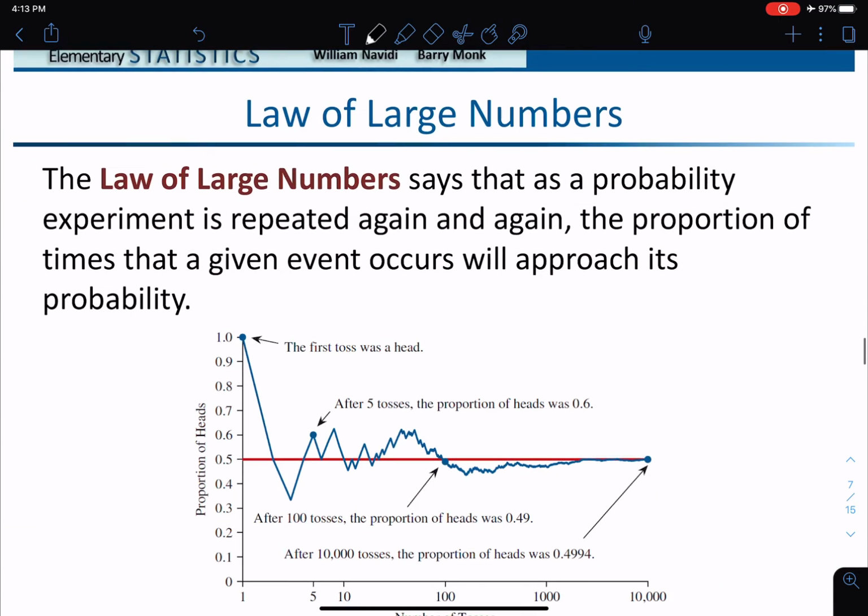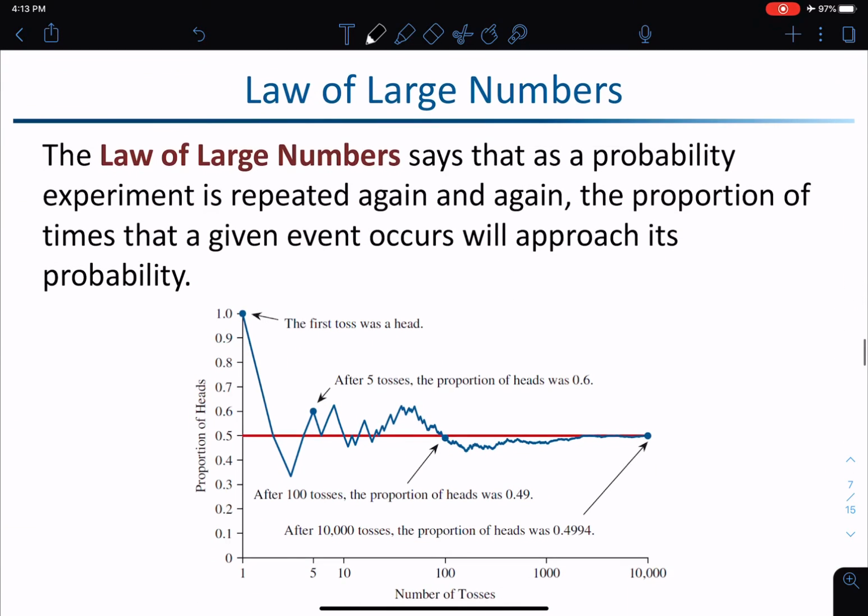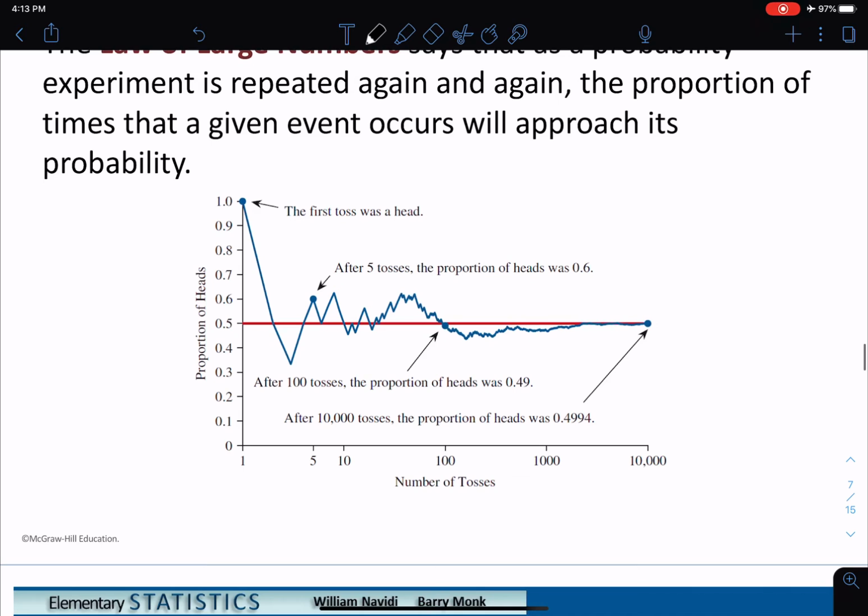So, the law of large numbers, there's that phrase I just said. It basically says that as a probability experiment is repeated again and again, the proportion of times that a given event occurs will approach its probability. Pretty much the same thing, and that's what this graph is showing.